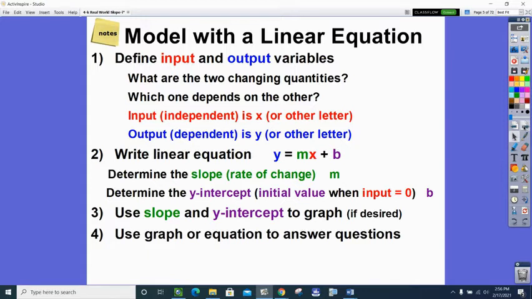And then you're going to figure out what the slope is, which of the numbers in the problem or on the chart represent the slope, the rate of change, something changing. And the B, the y-intercept, is that initial value, and it's often described as a fee or a startup fee or an initial deposit, something like that. You're going to use your slope and your y-intercept to write your y equals mx plus b. We can graph it if we want, and then we use the equation or the graph to answer questions.